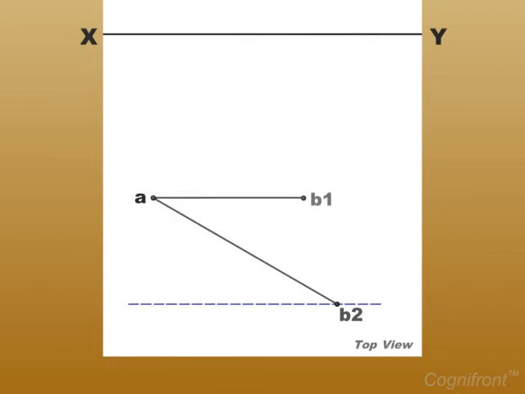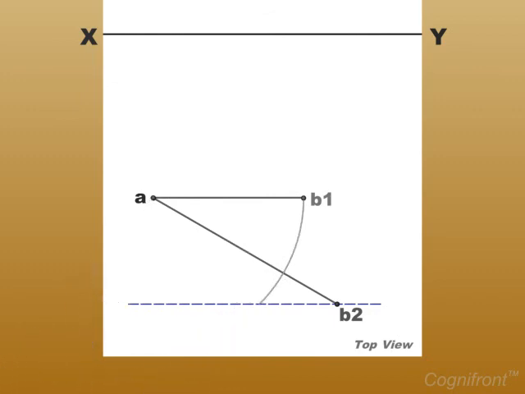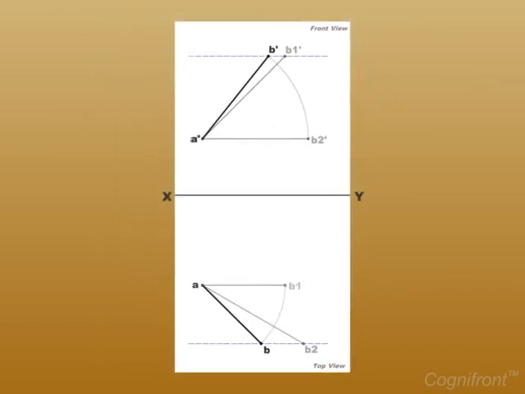Now, similarly, with A as center and AB1 as radius, draw an arc cutting the locus line of B2 at B. The line AB will be the top view of the given line. Well, this completes the discussion about the projections of the straight line.